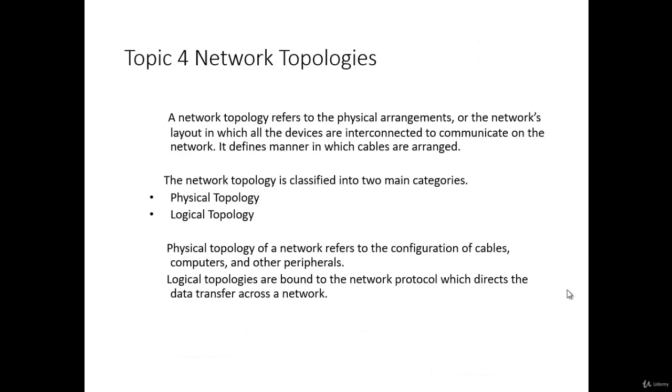A network topology refers to the physical arrangement or the network's layout in which all the devices are interconnected to communicate on the network. It defines the manner in which cables are arranged. The network topology is classified into two main categories: physical topology and logical topology. Physical topology of a network refers to the configuration of cables, computers, and other peripherals. Logical topologies are bound to the network protocol which directs the data transfer across the network.